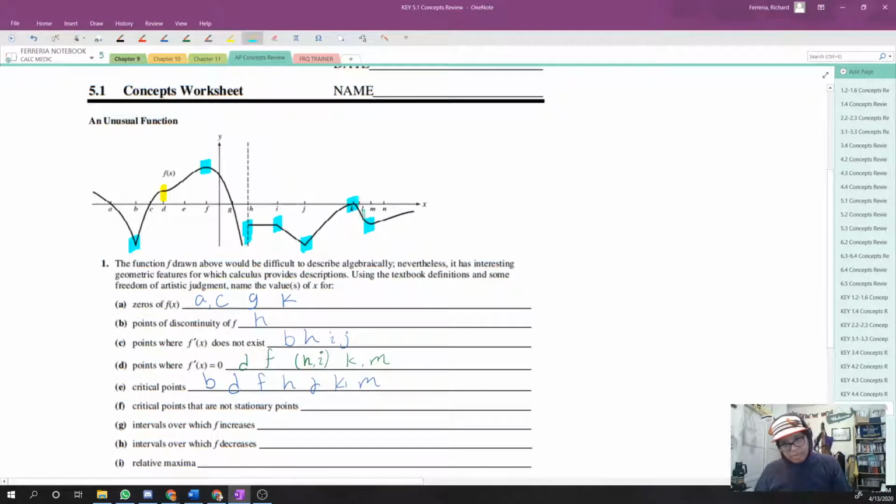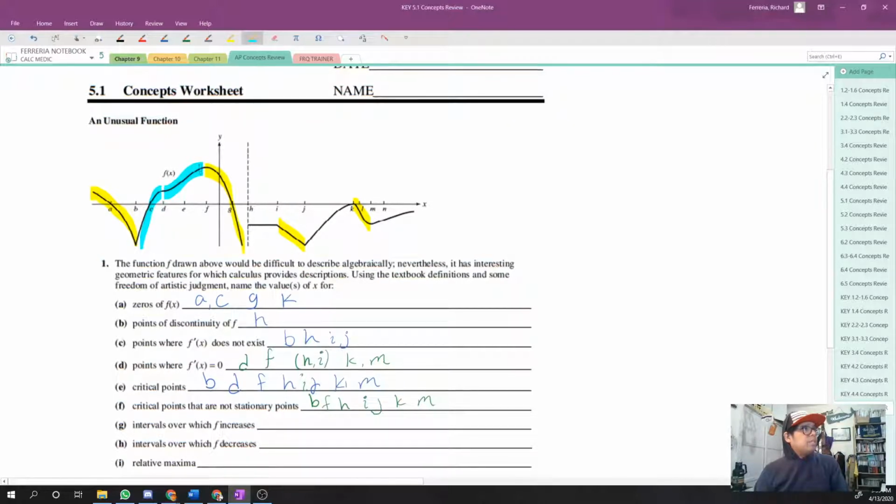Okay, so it's almost the same list. How about this next one? Intervals of increase and decrease. We'll take care of these two together. Intervals of decrease, well, here the graph of f is decreasing. Here the graph of f is decreasing. There's decreasing, and there's decreasing. Now, most of the other intervals are increasing.